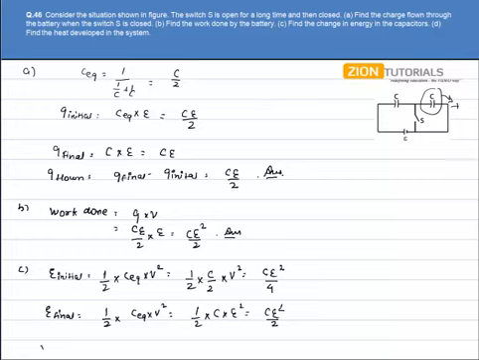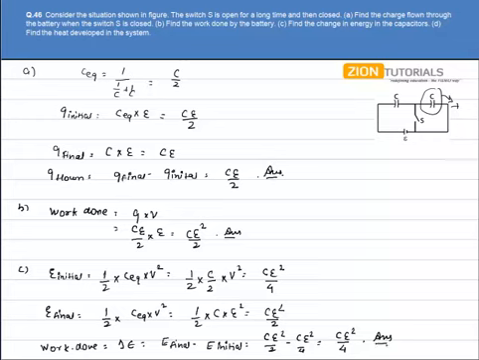So the energy change in the capacitors is given by E final minus E initial, that is C epsilon square by 2 minus C epsilon square by 4, which comes out to be C epsilon square by 4. That is the answer.